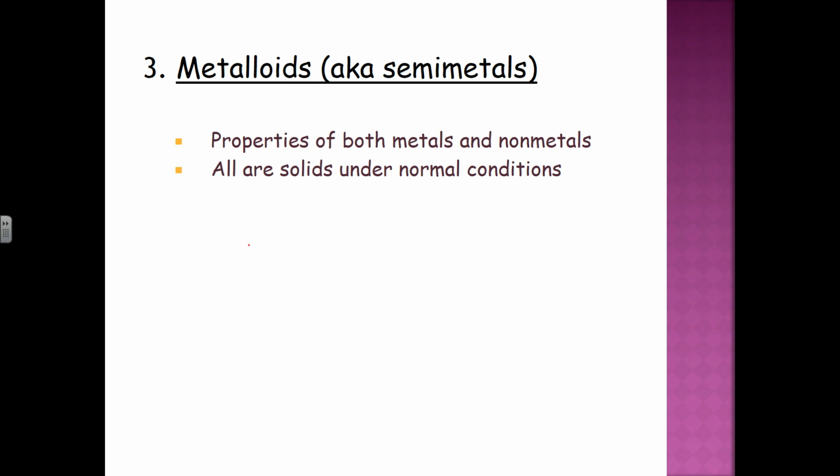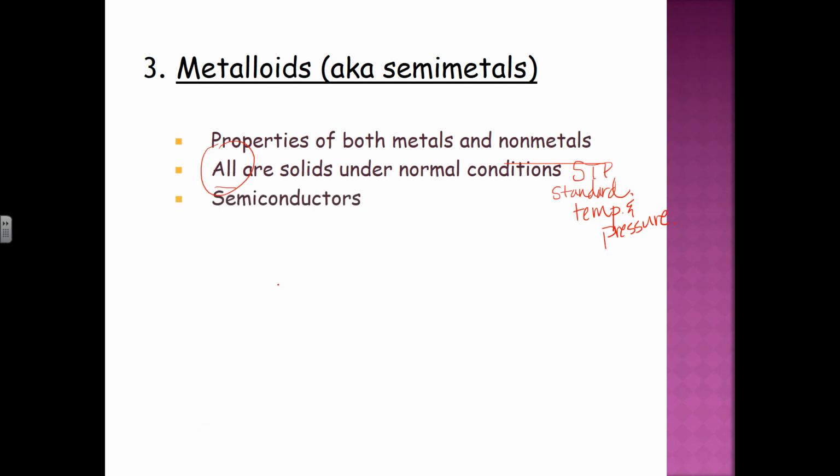So metalloids are semi-metals. They have properties of both metals and nonmetals. So all of the metalloids are solids at room temperature under normal conditions, and we call that room temperature STP. Make sure you jot that down. STP stands for standard temperature and pressure. So metalloids, all of them are solids under normal conditions, standard temperature and pressure.